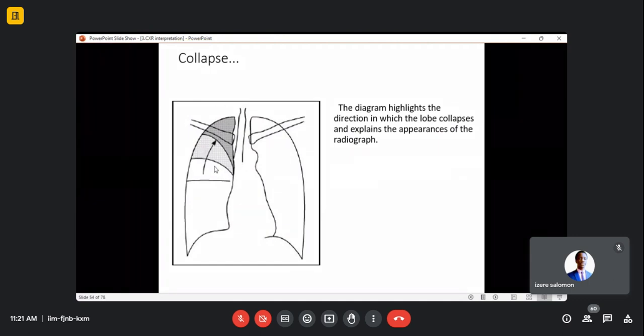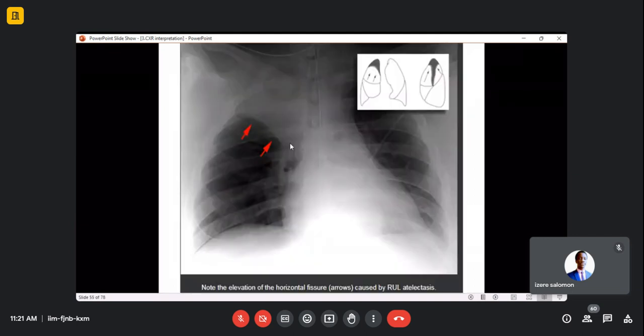By being collapsed, it becomes opaque. Can you see that the part that is collapsed is opaque? It's no longer aerated, it's opaque. It's clear. This is another opacity. And you can see that there is elevation of the horizontal fissure. There is now a homogeneous opacity of the right upper lobe because we know this is the horizontal fissure.